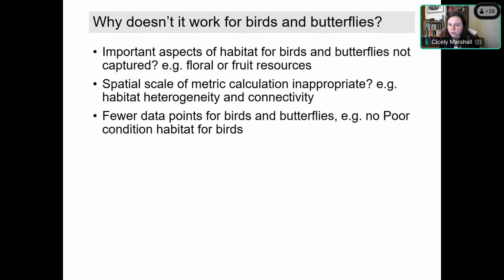To also acknowledge that we do have fewer data points, fewer sites to put into the analysis to look for these trends for birds and butterflies. It might be that if you added another 20 sites for the birds and butterflies, the pattern might emerge. Maybe.